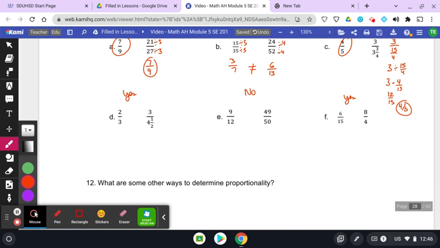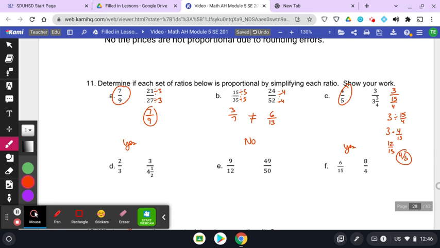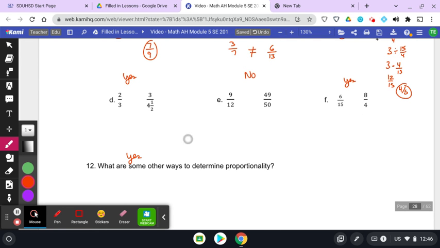Okay, on D, you should have gotten a yes. Remember there's lots of ways to do it, but here it said by simplifying the ratio. Okay, so 2/3 is already done. And change this to improper. 9/2. That's the same as 3 divided by 9/2. That's the same as 3 times 2/9. 3 reduces with the 9. And we get to 2/3.